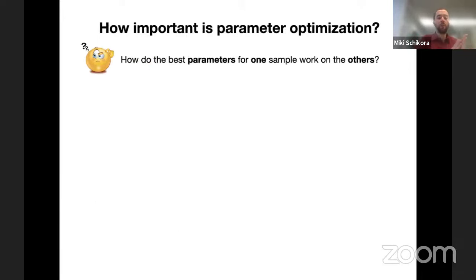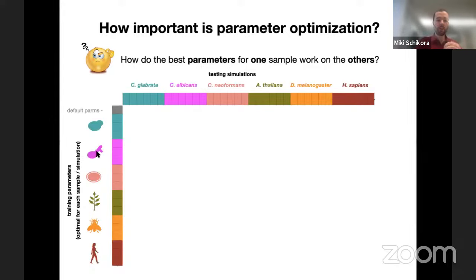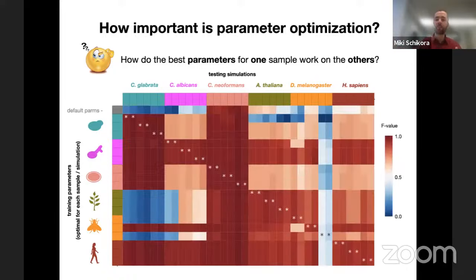Now, we had also this other question: how relevant is this parameter optimization? Maybe we are just always finding the same set of optimal parameters, so we would not really need to do this for every species. A more specific way to frame this question is to ask, how do the best parameters that are optimized for one sample work on all the others, right? So we basically ran this parameter optimization for 3 data sets for each species. How do these parameters work when we test them on the simulations of all of the other data sets? And this is the result.